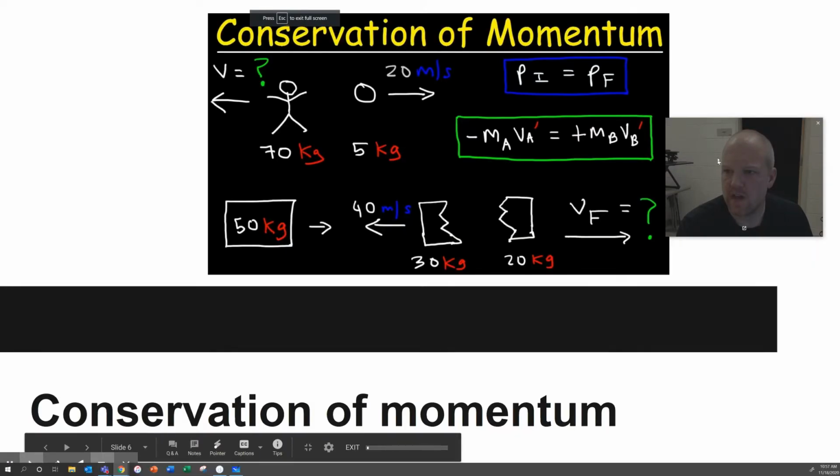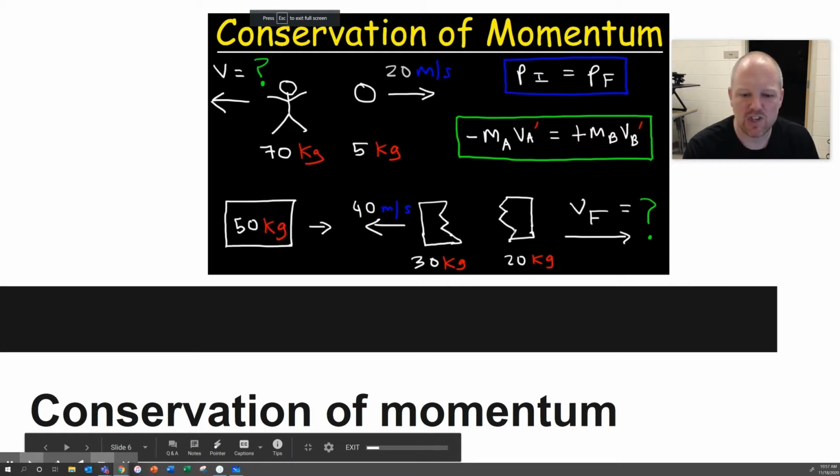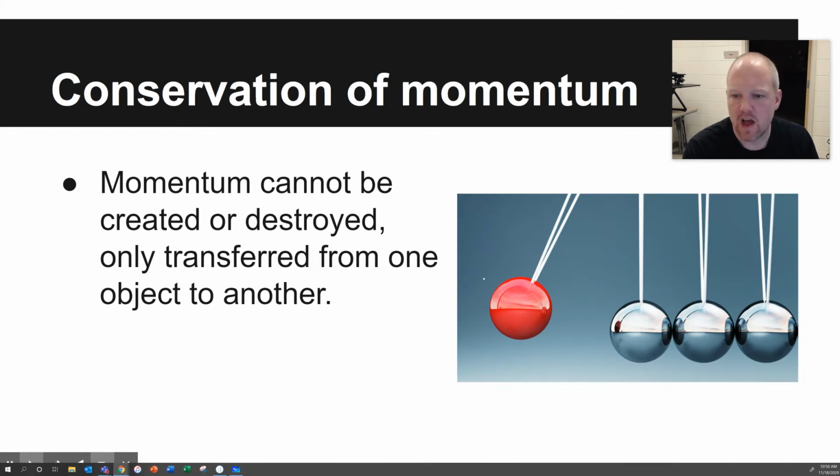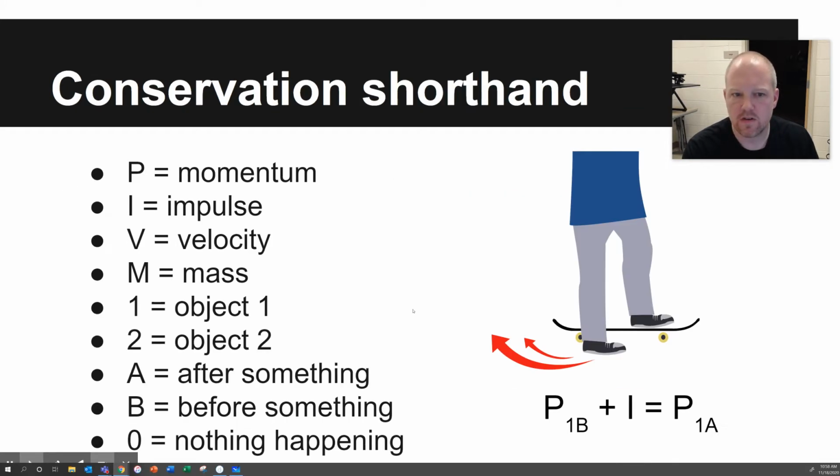First, conservation of momentum. What it is, it's the idea that momentum cannot be created or destroyed, only transferred or transformed from one circumstance or one object to another. An example of that would be Newton's cradle, that transfers momentum from one ball to another ball to another ball and continues moving back and forth.